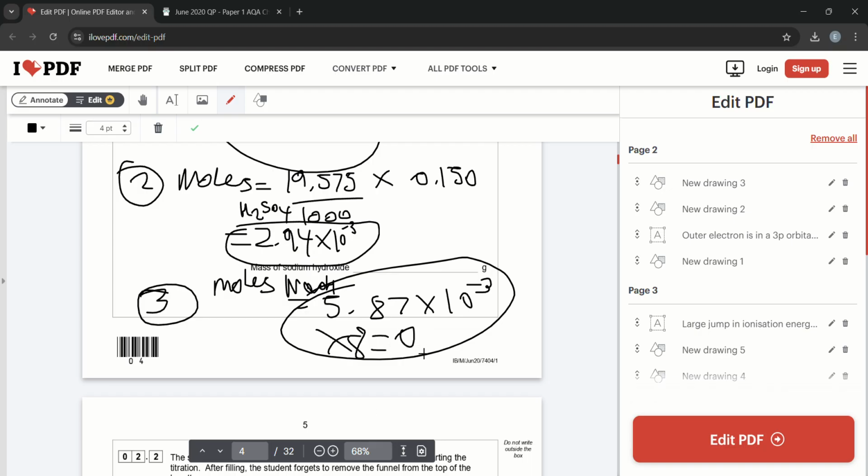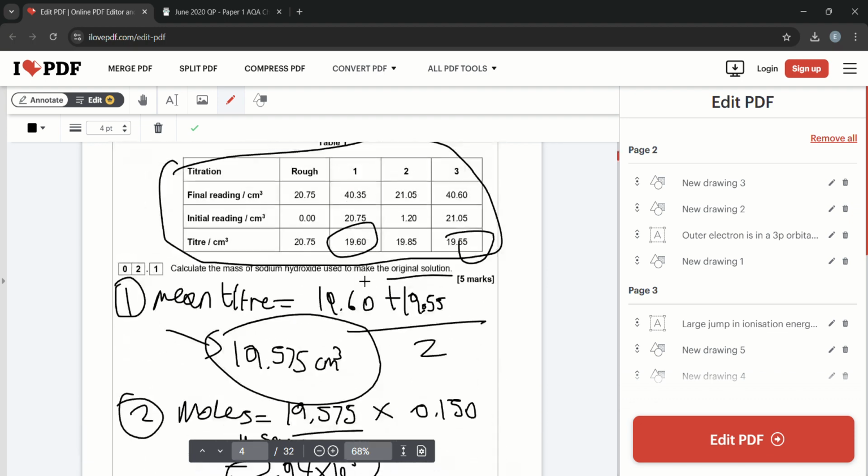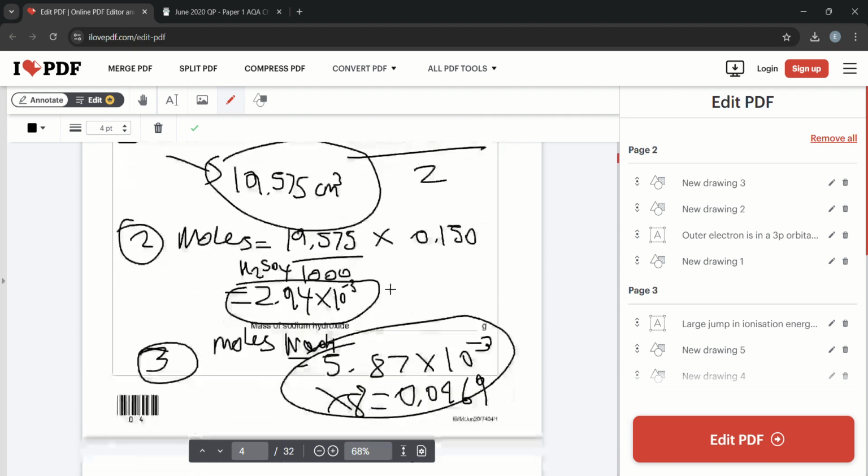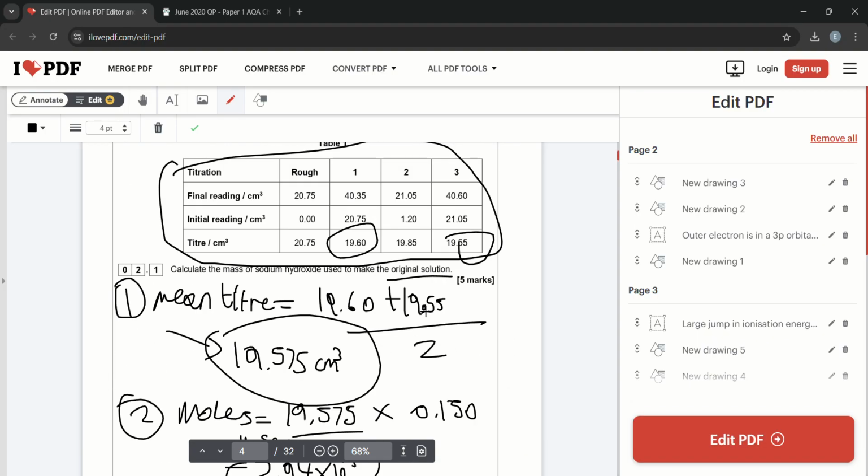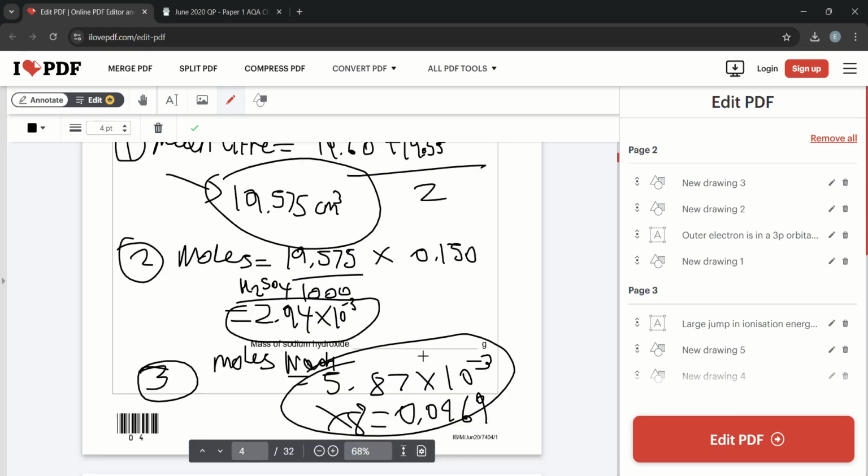That gives me 0.0469, let's say that. And therefore what we're trying to find is the mass of sodium hydroxide. Well, we know moles is mass over MR. Mass is going to be the moles times by the MR of NaOH, which is 23.1 plus 16 plus 1, and that'll give me 1.88 grams.